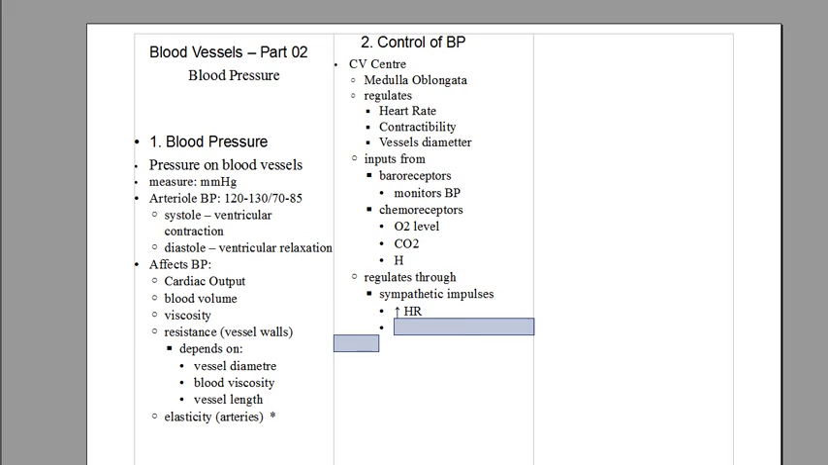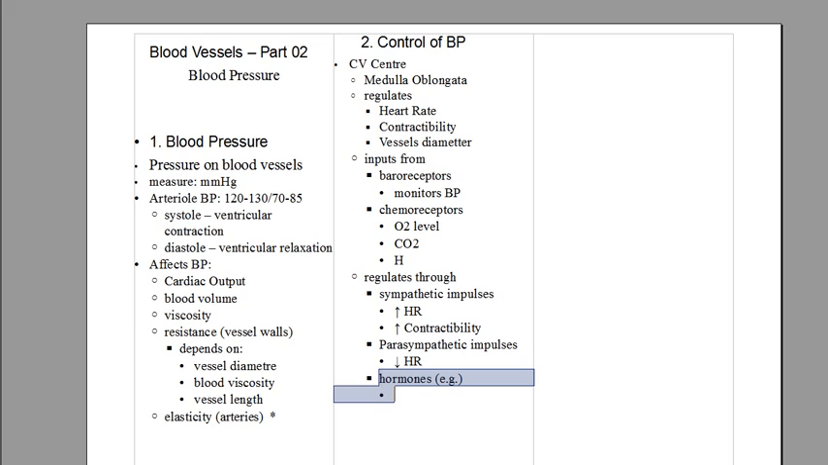If you need to increase your heart rate or contractility, the control center will use sympathetic impulses. And parasympathetic impulses will be used if it is necessary to decrease your heart rate in order to control your blood pressure.